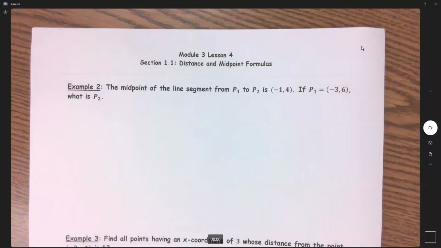So we have now learned the distance and midpoint formula and how to use it. You might be saying, hey, that's a little too easy. Well, it is. So examples 2, 3, and 4 use the same formulas, but in a little bit of a different capacity. So example 2 says the midpoint of the line segment from P1 to P2 is -1, 4.